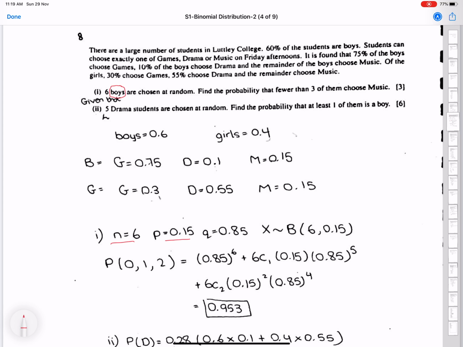So the question is very simple. You just need fewer than 3, and this is the way to get fewer than 3. The required numbers will be 0, 1 or 2. Now what's the difference between part 1 and part 2?